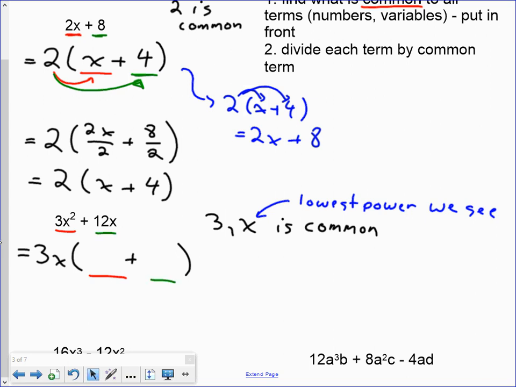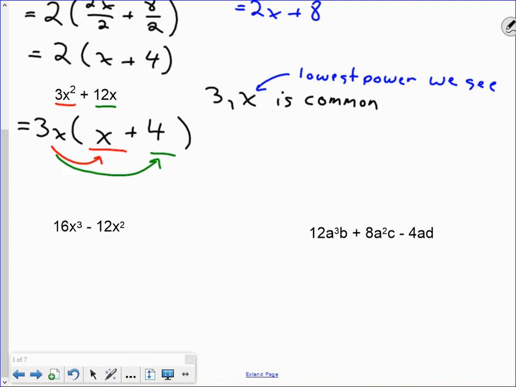And we have to think, okay, 3x times what gives us 3x squared? Well, we need an x in there because 3x times x is going to give us 3x squared. In our second term, we've got to think, okay, 3x times what gives us 12x? Well, we already have the x taken care of, so we don't need an x in there. We just need a number 4. 3 times 4 gives us the 12, and we already have the x taken care of.